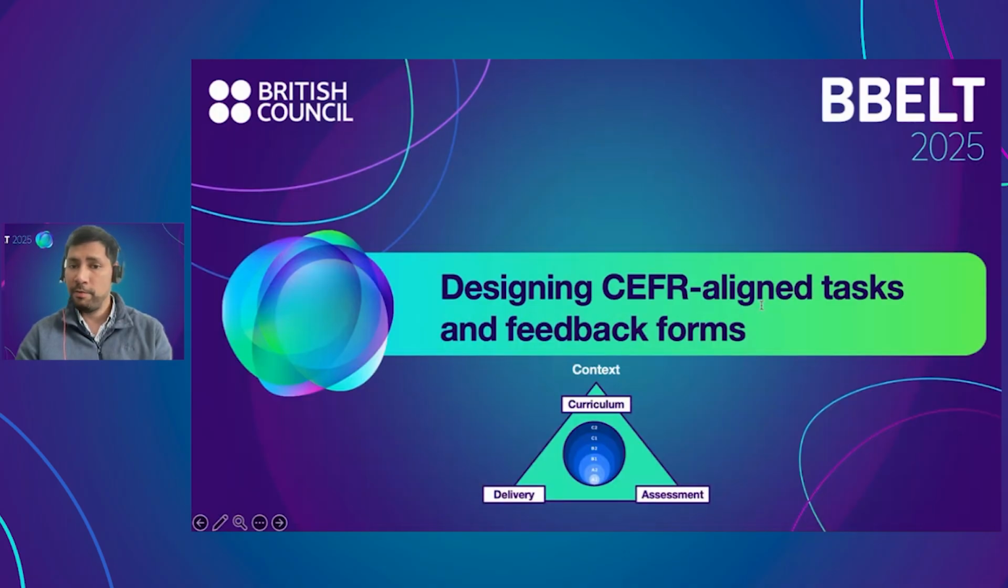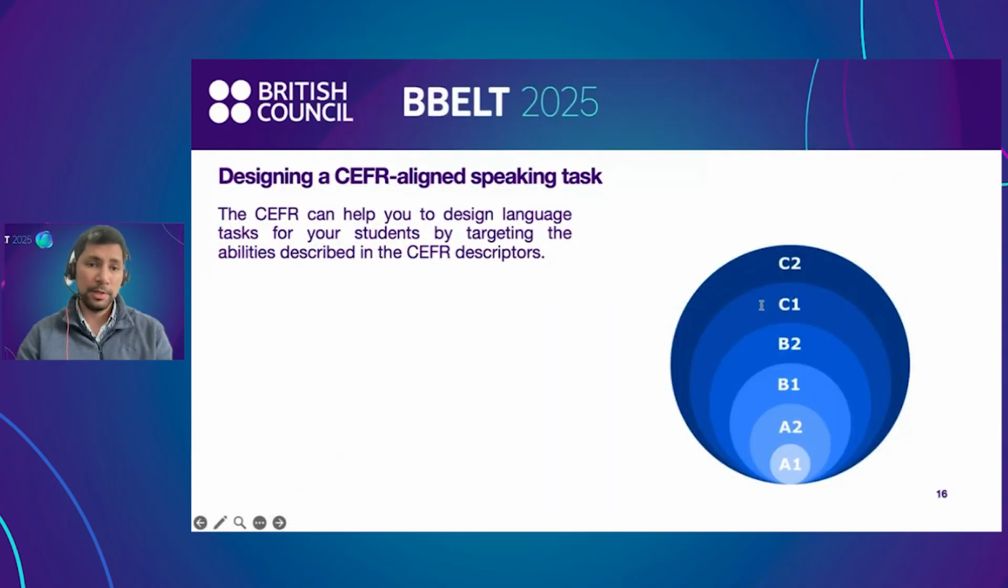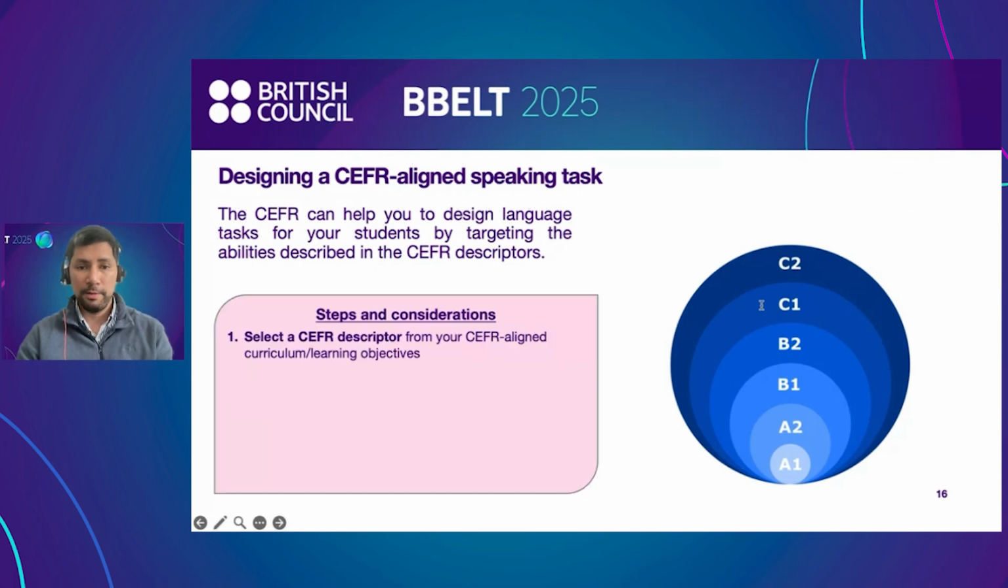Okay, so moving on to the next session, where I'll take you through a practical example of designing a CFR-aligned task and the associated feedback forms. So the CFR can help you to design language tasks for your students by targeting the abilities described in the CFR descriptors. The first step would be to select a CFR descriptor from your CFR-aligned curriculum or learning objectives.